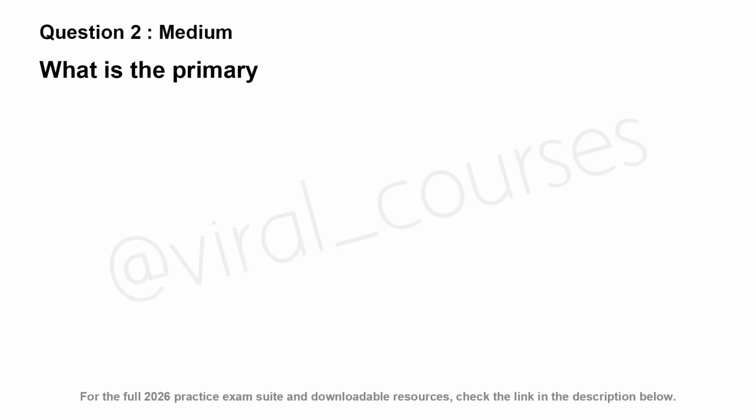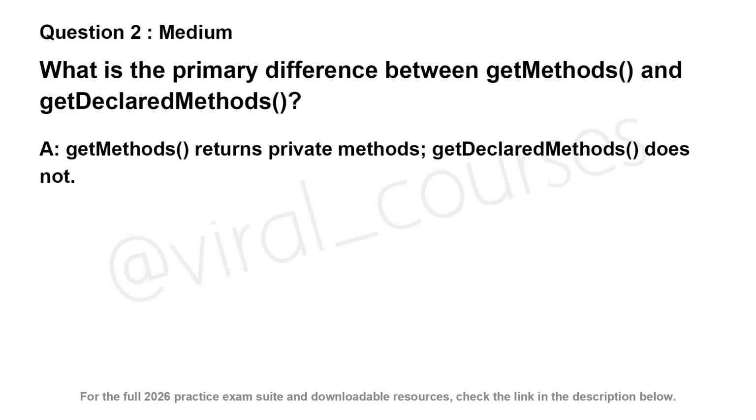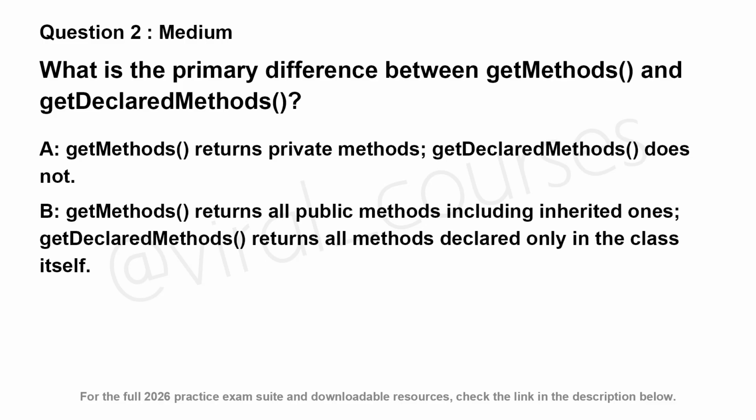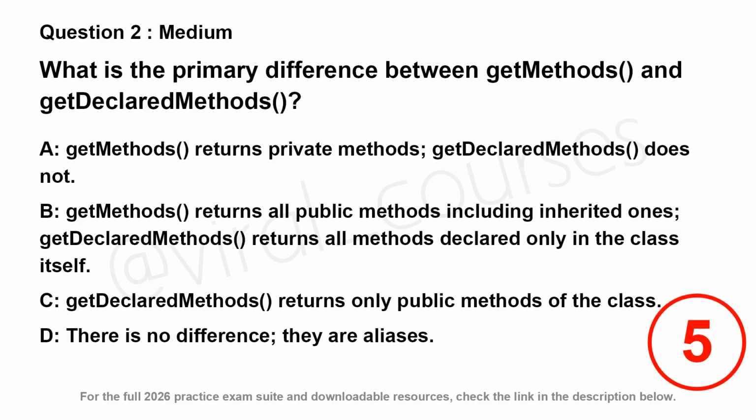What is the primary difference between getMethods and getDeclaredMethods? Option A, getMethods returns private methods. getDeclaredMethods does not. Option B, getMethods returns all public methods including inherited ones. getDeclaredMethods returns all methods declared only in the class itself. Option C, getDeclaredMethods returns only public methods of the class. Option D, there is no difference. They are aliases.